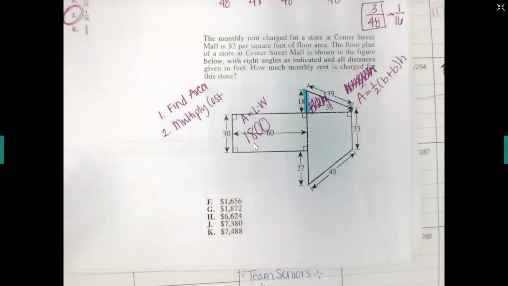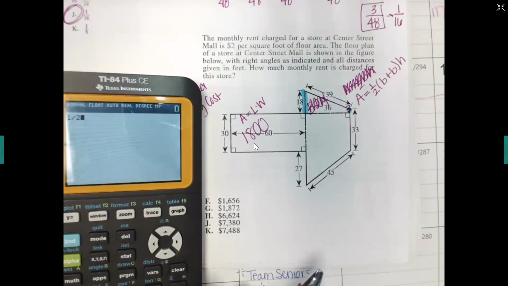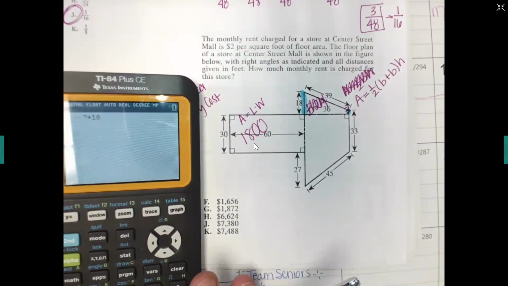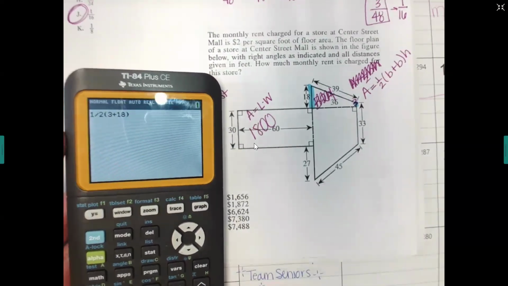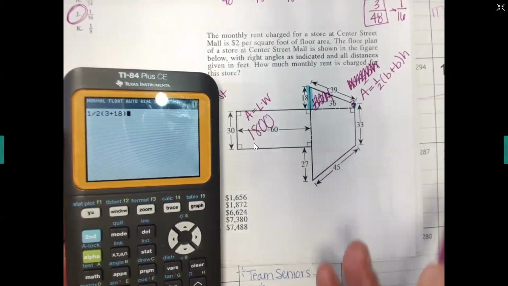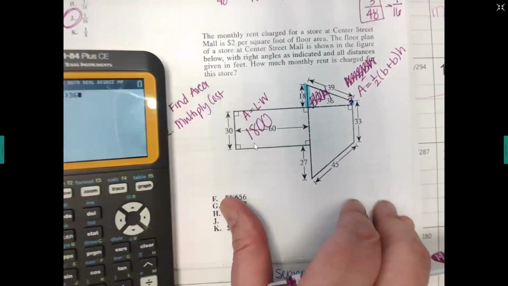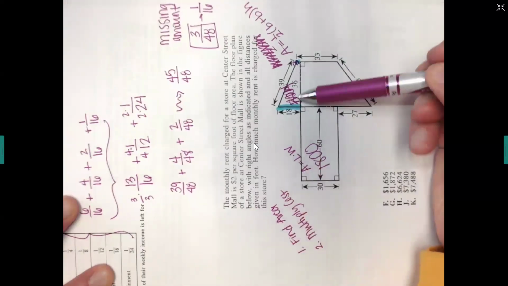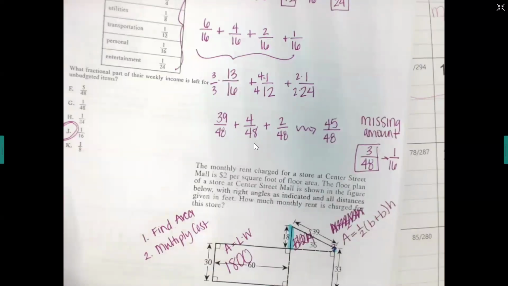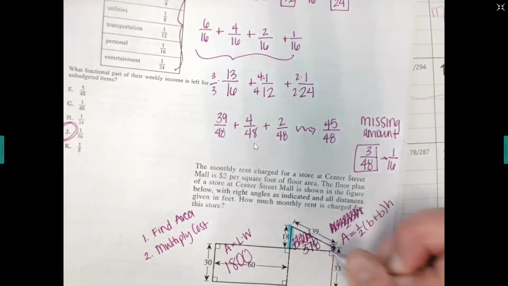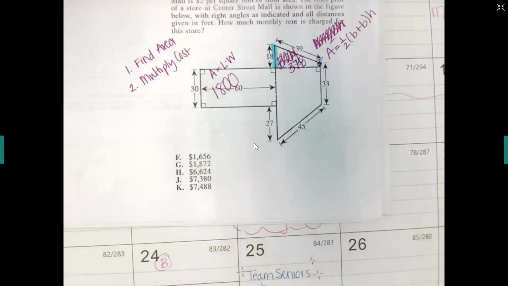All right, so in the calculator we're going to do 1/2, parentheses, base 1 is 3 plus base 2 is 18. And then the height would be the distance between the bases, so that would be this 36 right here. If you turn your paper sideways, let the base be the bottom and the other base be the top, then this would be the height. So we get how much for that? 378, very good.